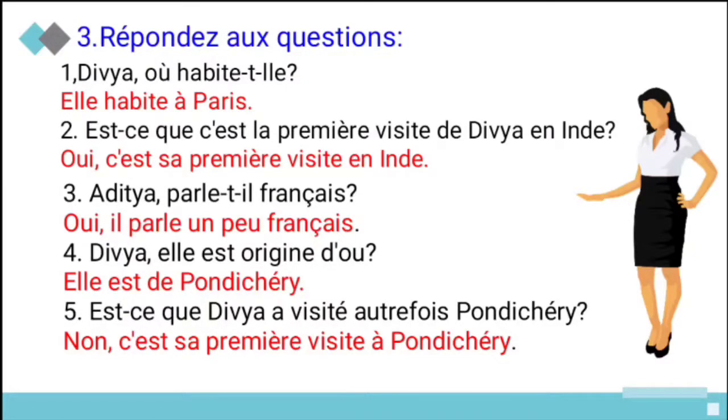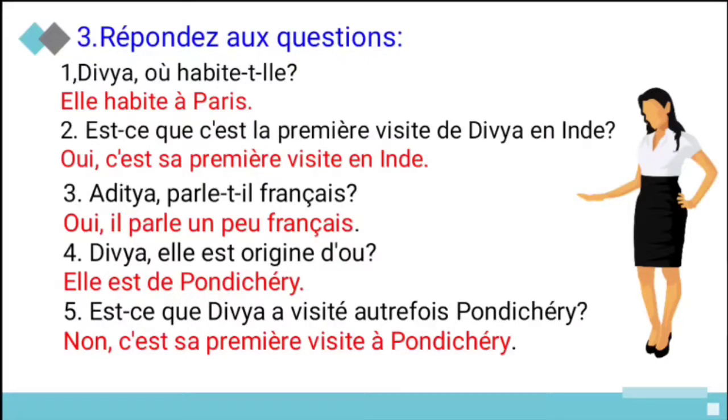And third one is Aditya parle-t-il français? So, Aditya, does he speak French? Oui, il parle un peu de français. It means yes, he speaks a little French. And fourth, Divya est originaire d'où? So, Divya, where is her origin? Origin is her native place. So, Pondicherry. So, she is from Pondicherry.